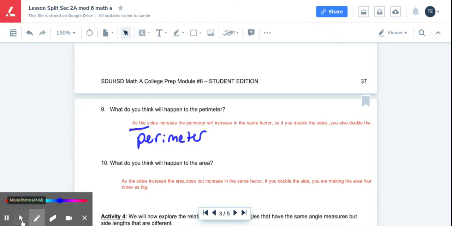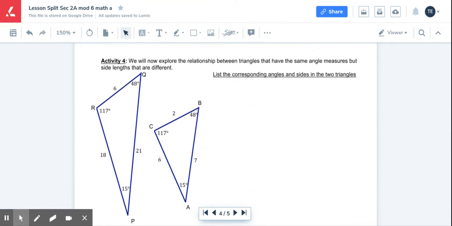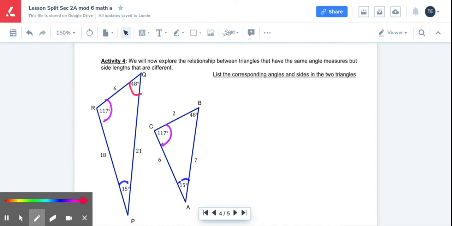Now we're going on to a new concept. Okay. We will now explore the relationship between triangles that have the same angle measures, but side lengths that are different. So these triangles are similar, and they're similar because their corresponding angles are congruent. The 15 matches the 15, the 117 matches the 117, the 48 matches the 48.